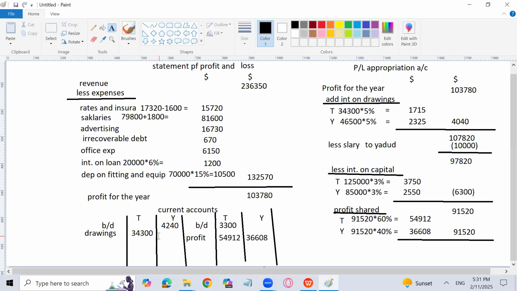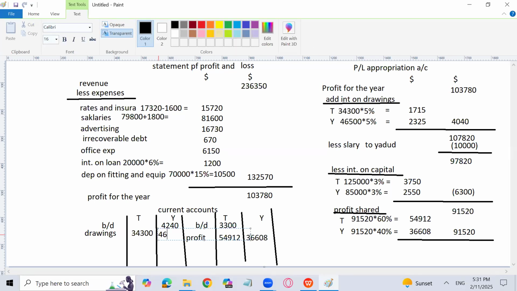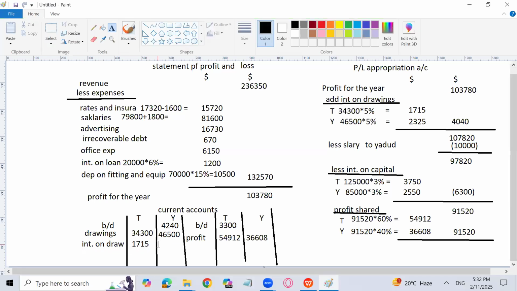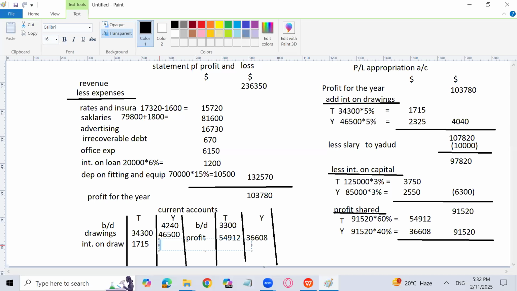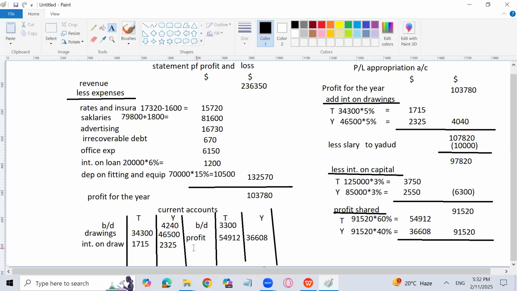Okay. Next is the most important point for which I am solving this. Whatever amount we are adding in the appropriation account will be subtracted from here, and whatever amount is subtracted from the appropriation account will be added in the current account. Added means it will come on the credit side, and subtracting means it will come on the debit side. So interest on drawings will come on the debit side, that is 1,715, and for Yadid it is going to be 2,325.